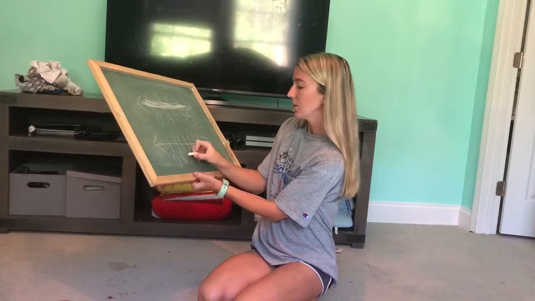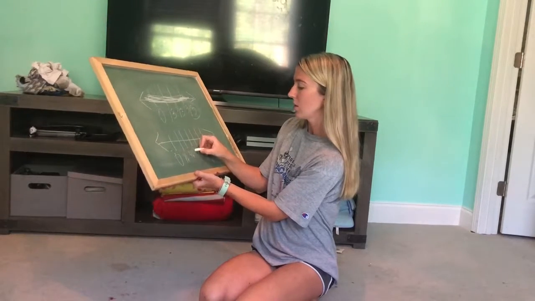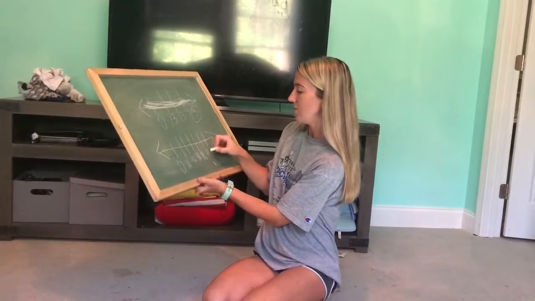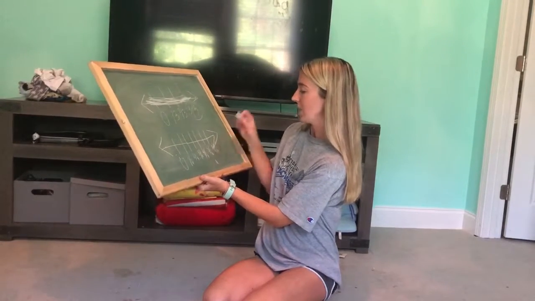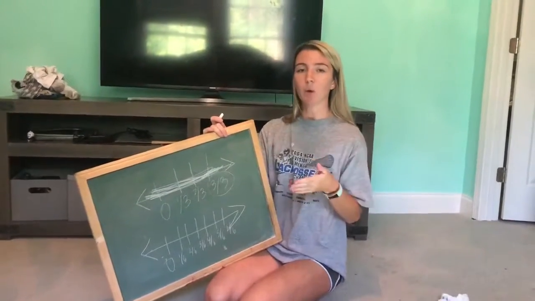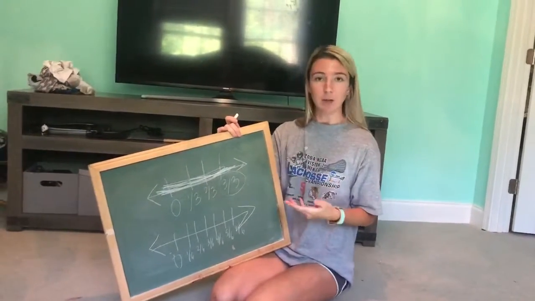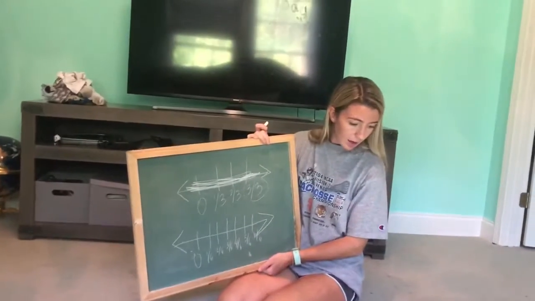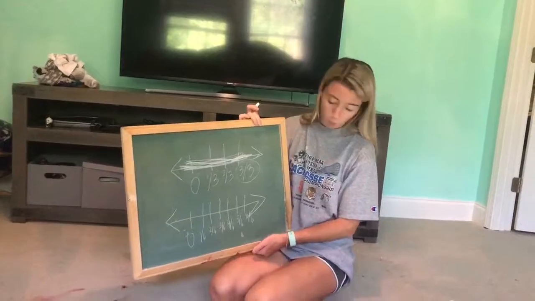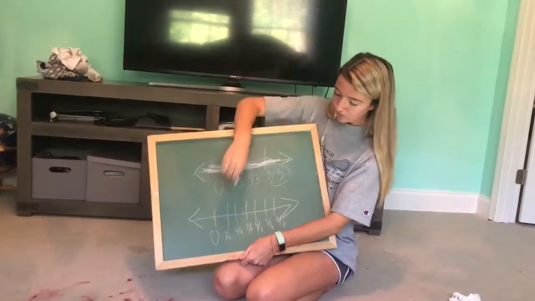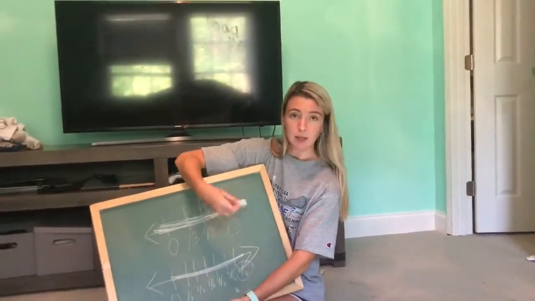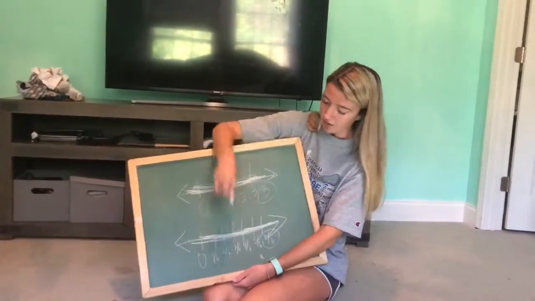We have 1/6, 2/6, 3/6, 4/6, 5/6, and 6/6, which we also said before was 1 whole because we have 6 parts of 6, thus we have 1 whole. And just like before, we're going to color and shade the whole thing in because our fraction is 6/6, and that's what we have, thus we're going to shade it in.